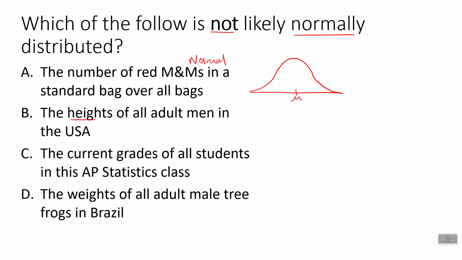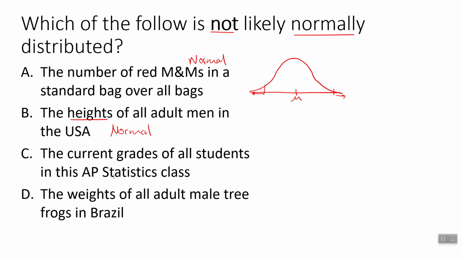If we look at the heights of all adult men in the US, it's going to be somewhat similar to this. There's going to be some mean height. Then most people are going to be pretty close to that mean height. And then there's going to be some people up here that are really tall, or NBA players, and some people down here that are really short. All right, so this should be normal.